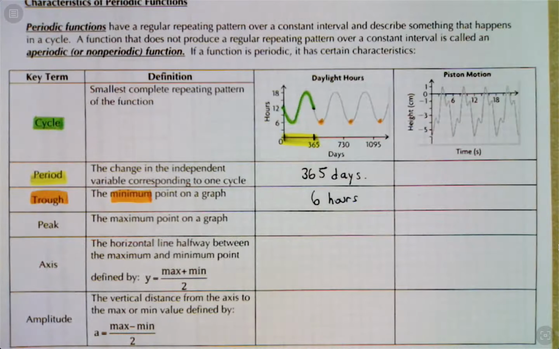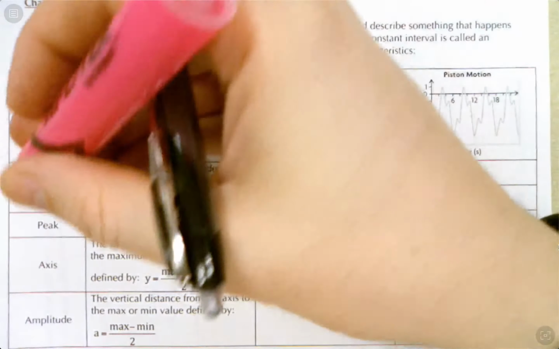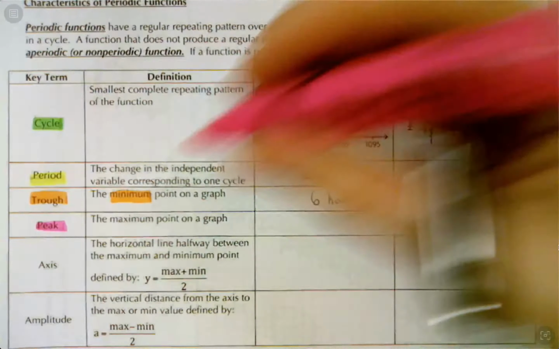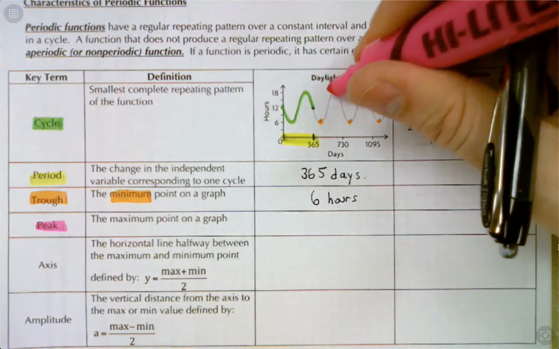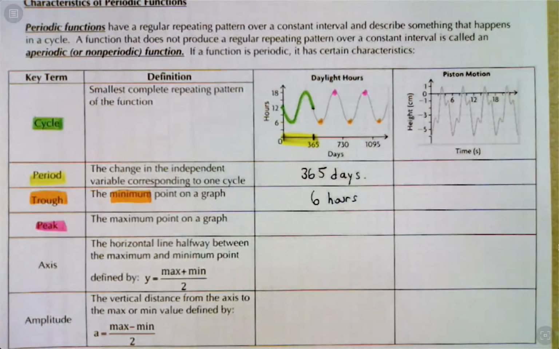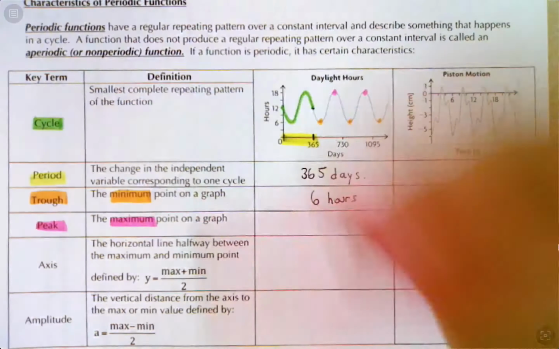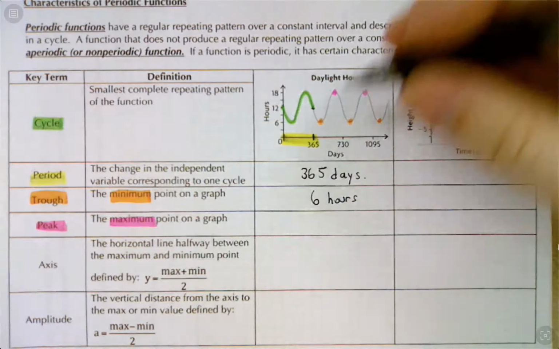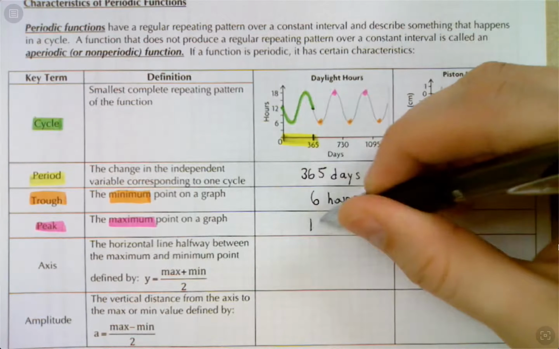The peak is the maximum point on a graph. So here's some peaks. And for our purposes, the maximum would be 18 hours.